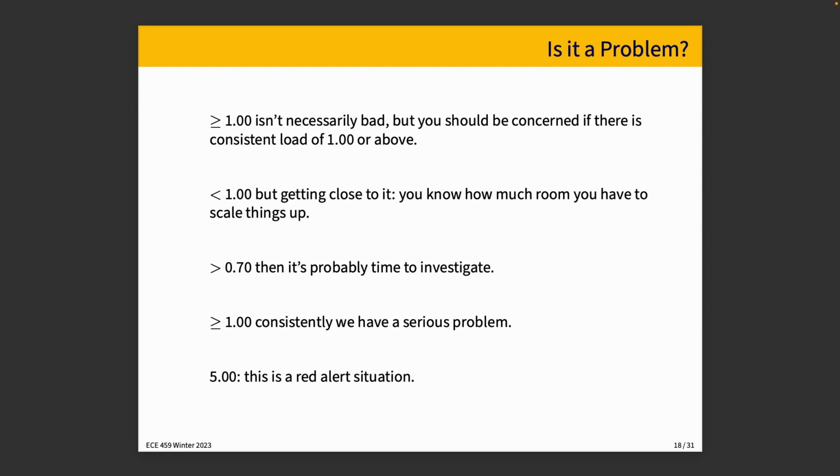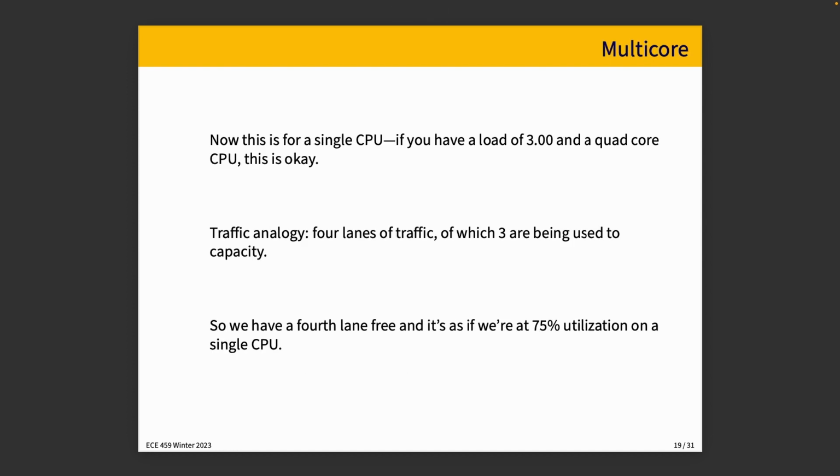And surely if we see that load is something like 5, this is a red alert situation, something is horribly wrong. We have more tasks waiting than are currently executing, and we probably need to find an explanation as to why the load is so high, and try to deal with that as best we can. Now that's of course for a single CPU.